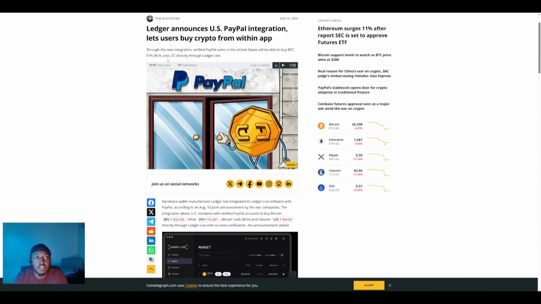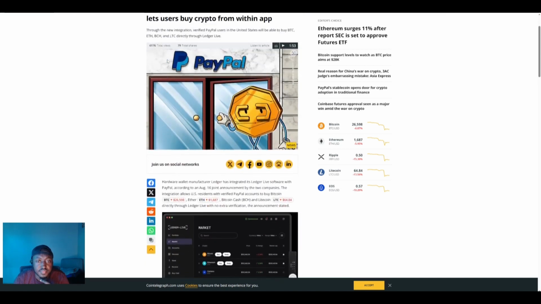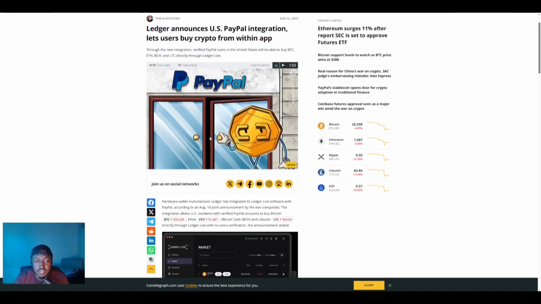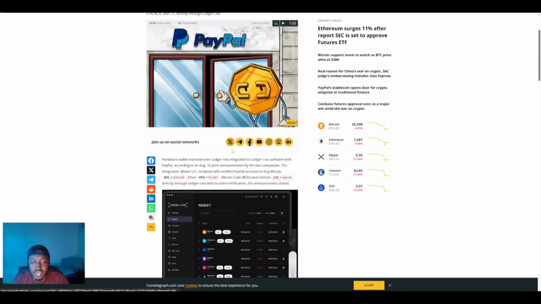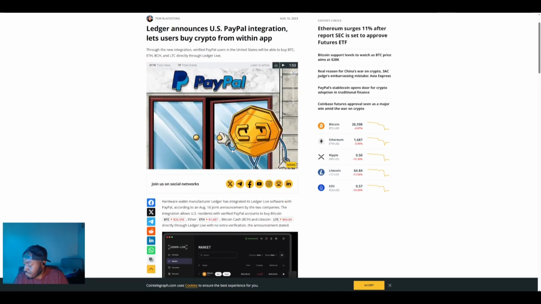Let's read this, man. Through the new integration, verified PayPal users in the United States will be able to buy BTC, ETH, BCH, and Litecoin directly through Ledger Live. Look at this. Look at how they opening the door to PayPal. Like the coin almost looks sad. Like, what are you, huh? That's crazy. Right, man. Let me quit ragging on it.